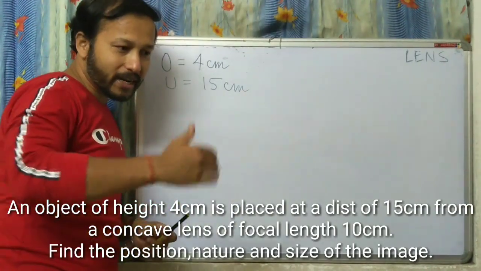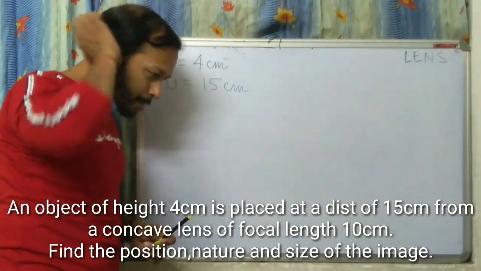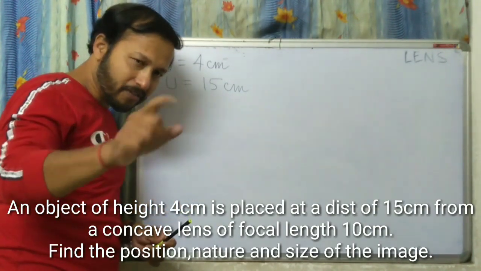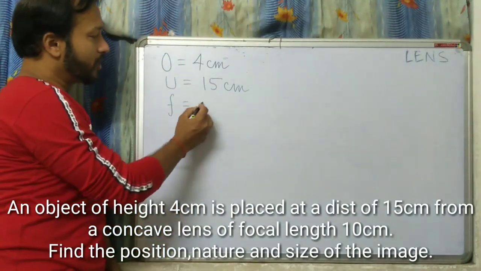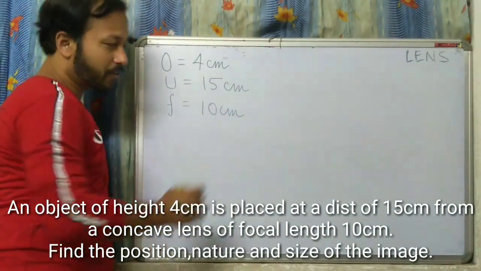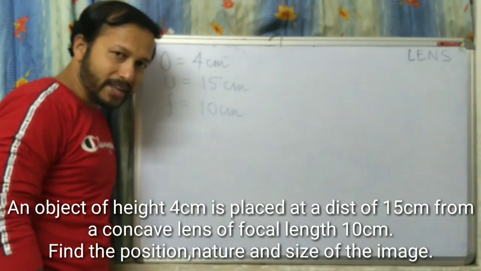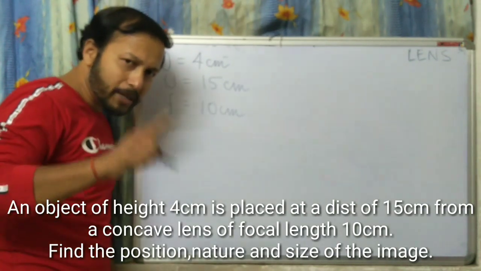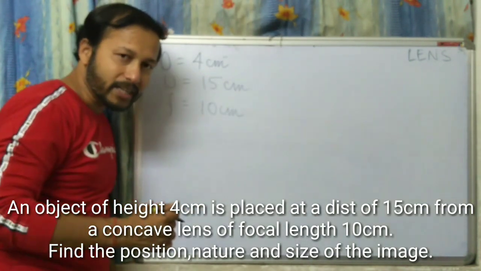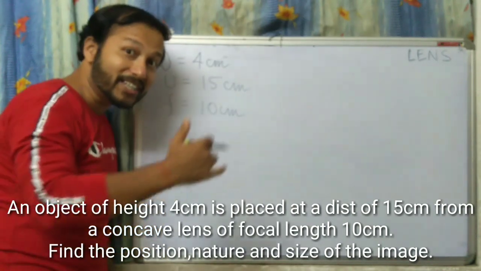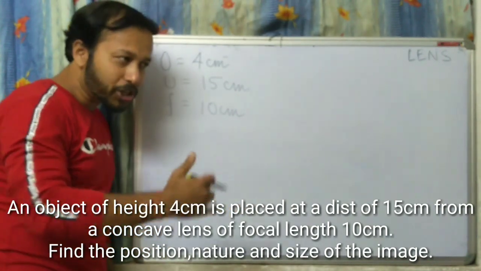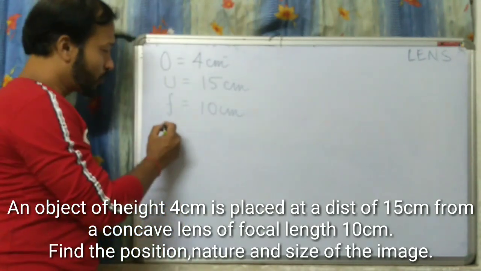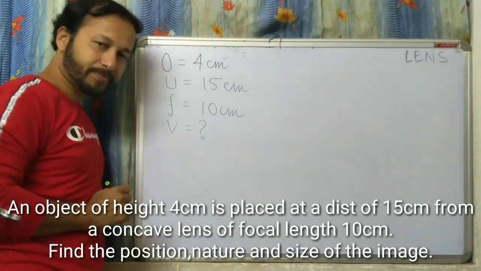Okay? From a concave lens of focal length. From the concave lens of focal length means F. So F equals 10 centimeter. Fine. We have to find the position and nature of the image. Position of the image means where the image is forming. I mean V, image distance. Correct? Position of the image means image distance, that is V. So V we have to find.